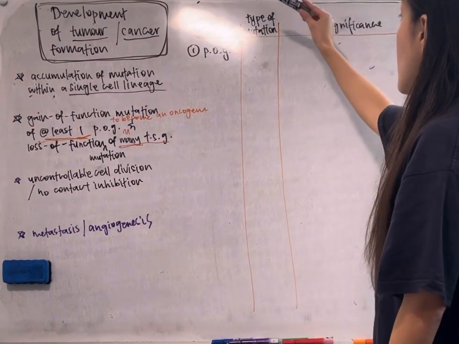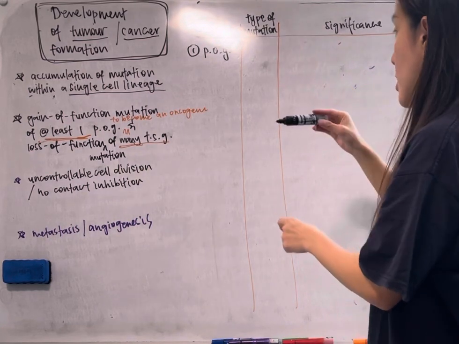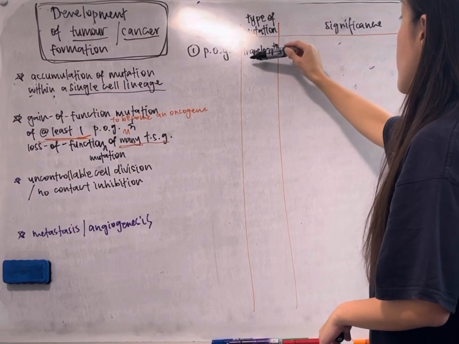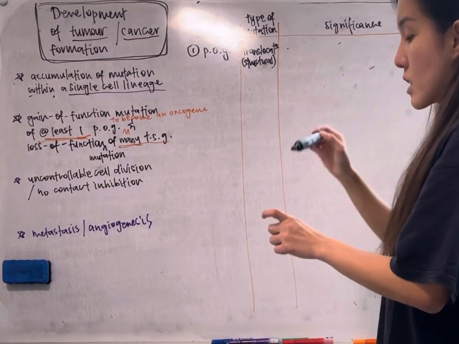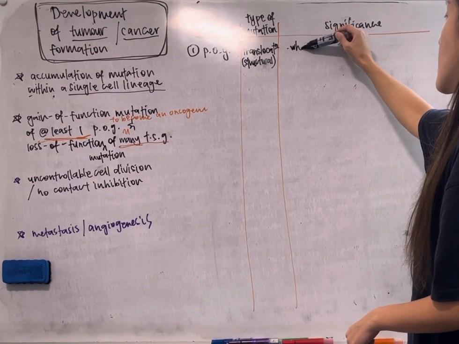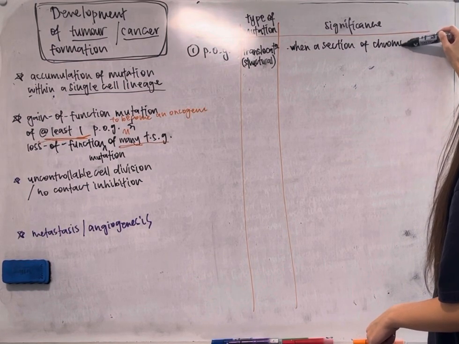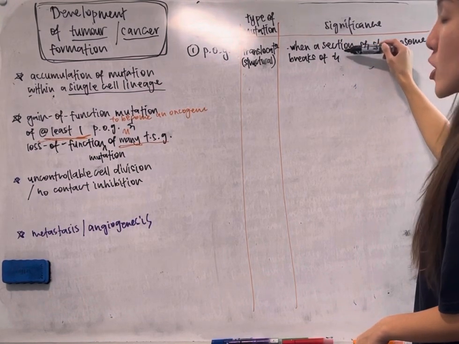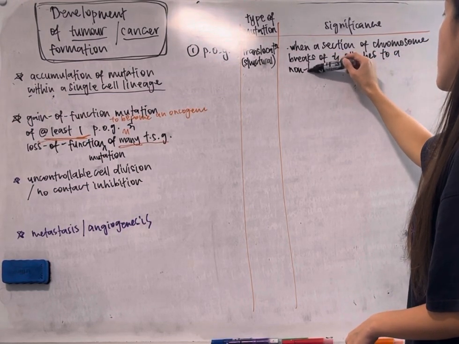Okay, so the type of mutation we have is chromosomal mutation. Let's talk about structural chromosomal mutation. So one of the mutations we have is translocation mutation. So what is translocation mutation? You hopefully know translocation mutation is when a section of a chromosome breaks off and attaches to a non-homologous chromosome.